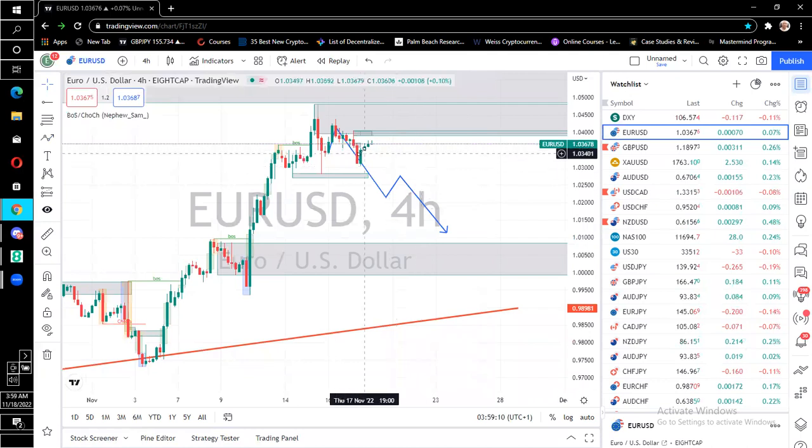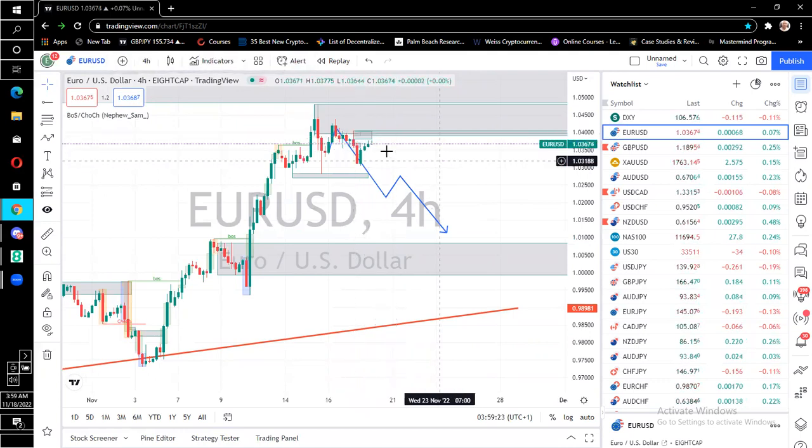Euro USD, of course, we got this yesterday. That was about from Monday. We got this movement. We'll have this push down, which broke market structure here. So what are we expecting? We're expecting them to come back to this level here.